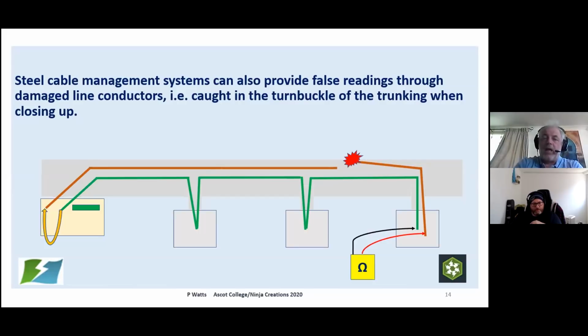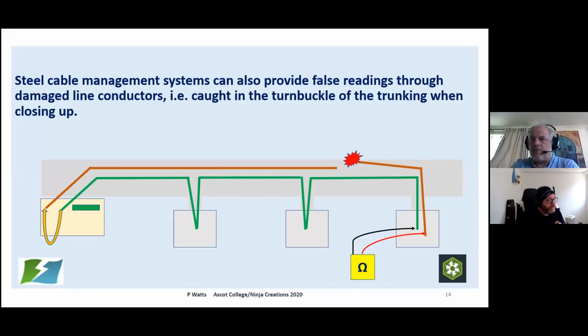The other problem with steel trunking, for instance, and various other management systems, is that they can also give you false readings. Let's say we've got a damaged line conductor some way down the system. It's got caught in the turnbuckle of the trunking, so it's actually separated the cable. We're still going to get a connection there.